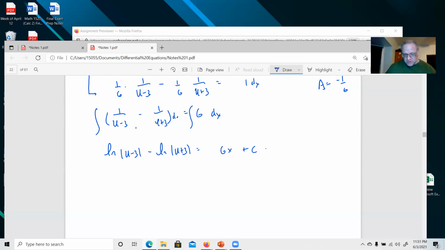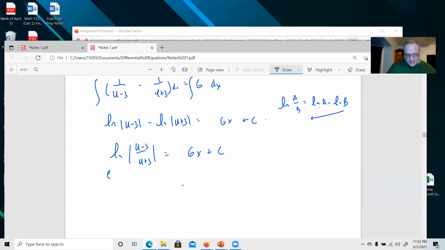Okay, there's a rule about logarithms, right? The log of a over b is equal to the log of a minus the log of b. We're going to do it this way. We have the log of one thing minus the log of another thing. So that is the log of (u minus 3) over (u plus 3). Okay, this is equal to 6x plus c. Let's go ahead and do that, right?